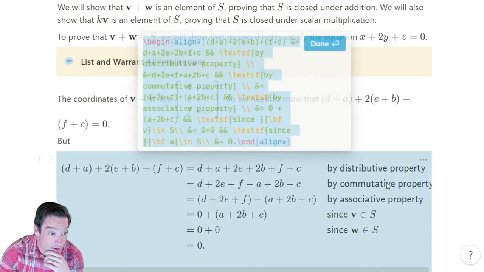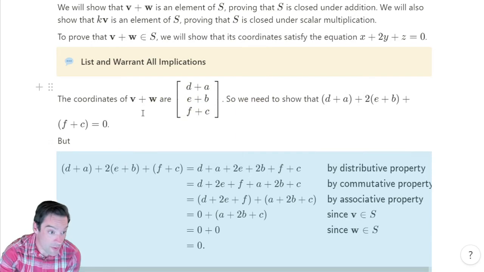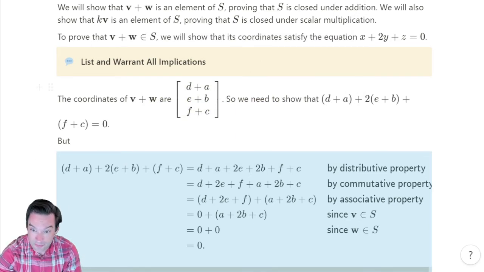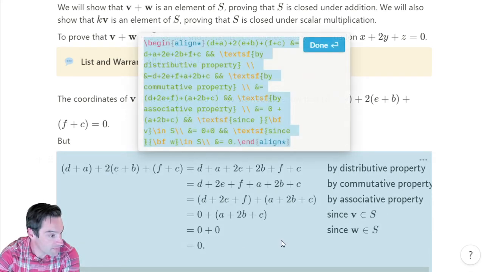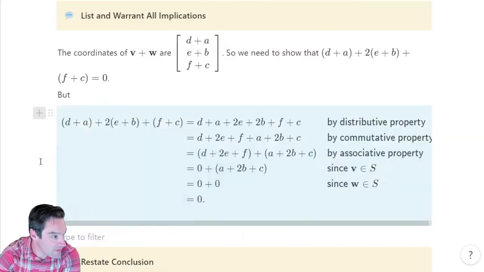So when we look at this whole thing from beginning to end, so far, what we have is I added V plus W together. And then I figured out whether its coordinates, its components, satisfy the equation that it's supposed to satisfy in order to belong to S. And so that was my burden of proof. I needed to show that D plus A plus twice E plus B plus F plus C equaled 0. And then I did the calculation with a warrant for every step and found out that yes, that was indeed the case. And so, fortunately, that brings us to the end of this portion of the proof.